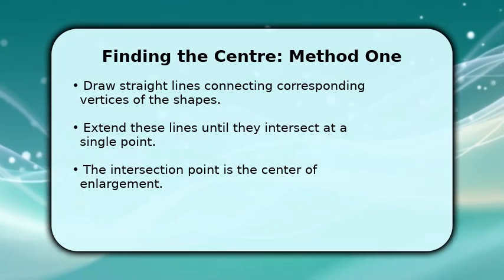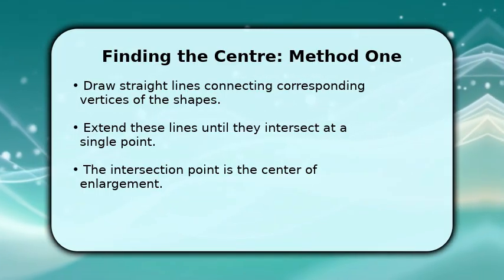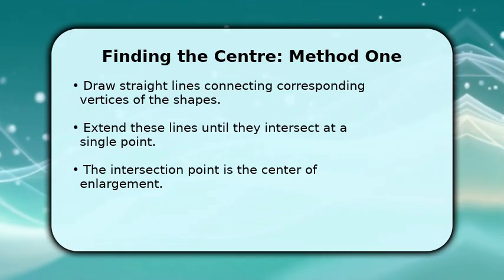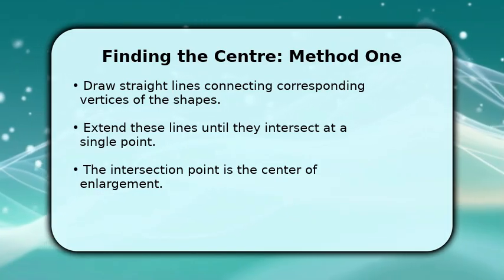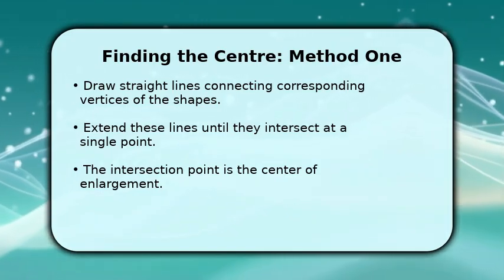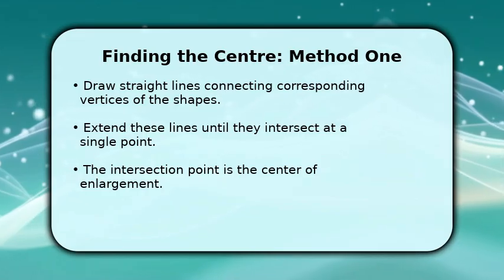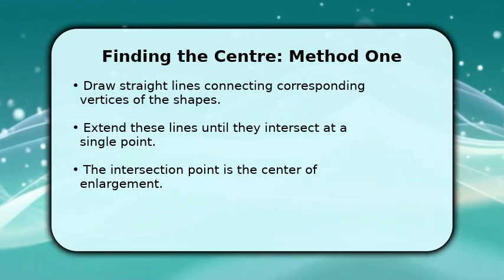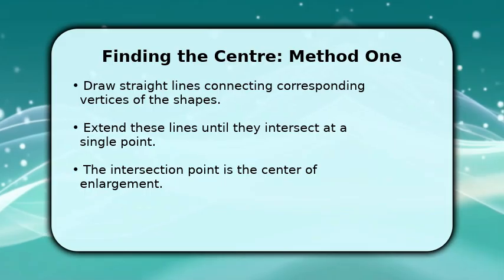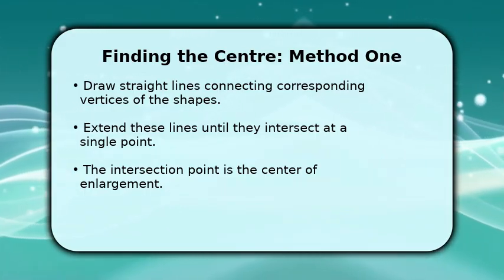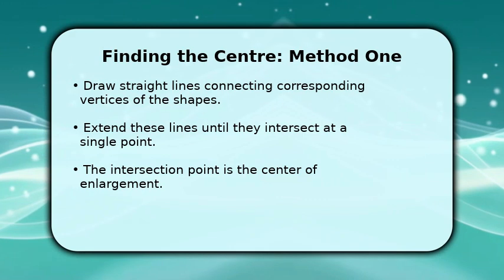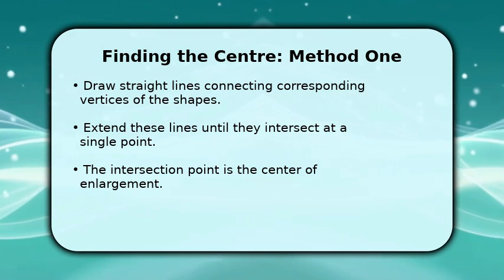First, identify corresponding vertices on both your original object and its enlarged image. For example, if point A on the original corresponds to A' on the image, draw a straight line connecting A and A'. Repeat this for at least two other pairs of corresponding vertices, like B to B' and C to C'. Extend these lines carefully. The point where all these lines intersect is your center of enlargement. It's a reliable visual method.